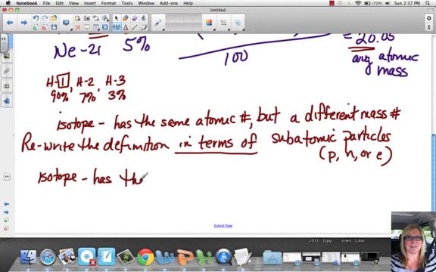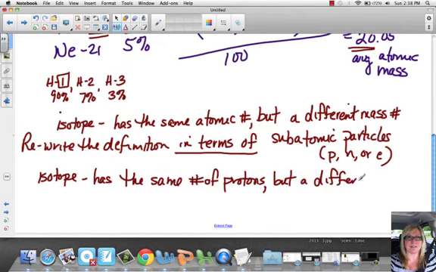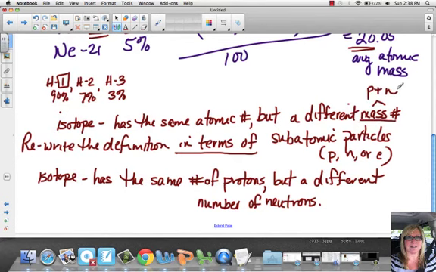has the same number of protons, because that's what our atomic number tells us is the number of protons, but a different number of neutrons. And I know this because the mass number is made up of only P plus N, because electrons have no mass. So if I'm telling you that the protons are staying the same, then the only thing that can be different is the neutrons.